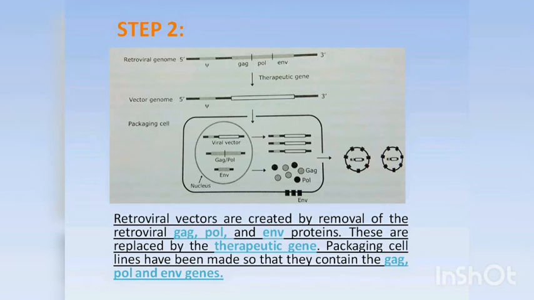In step 2, it is necessary to make the retrovirus function as a vector. So the retroviral genes, that is the three genes GAG, POL and the ENV, are removed as they can have a harmful influence, and are replaced by the therapeutic genes. In order to produce vector particles, a packaging cell is essential. This packaging cell line provides all the viral proteins required for the capsid production and the virion maturation of the vector. This packaging cell line has been made so that it contains all the three genes as shown in the picture.